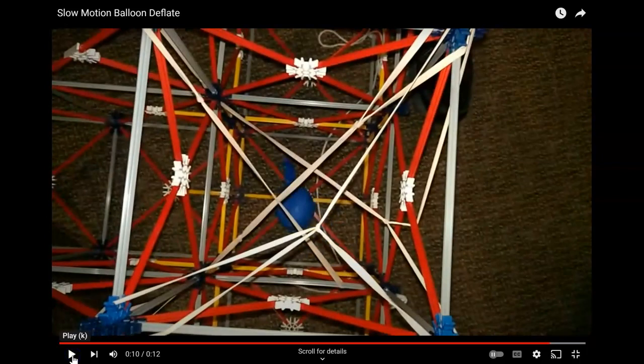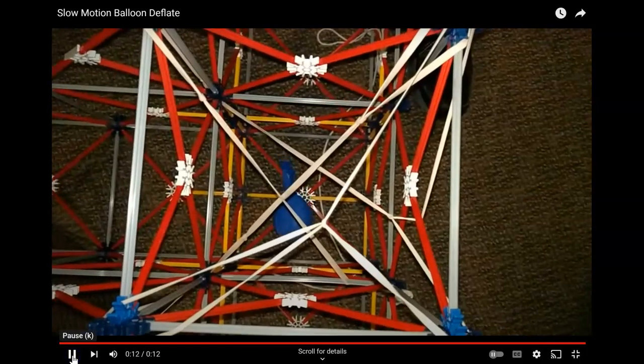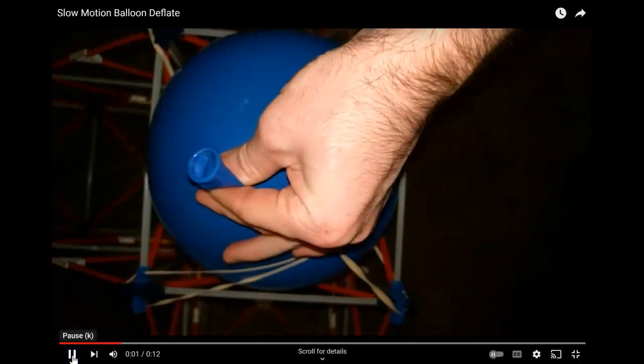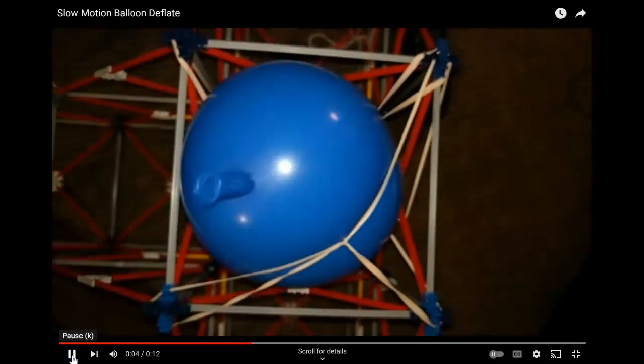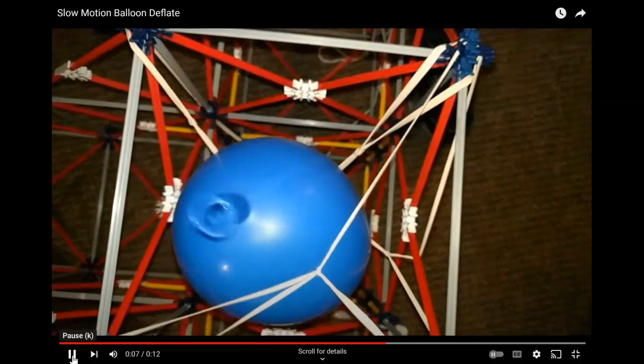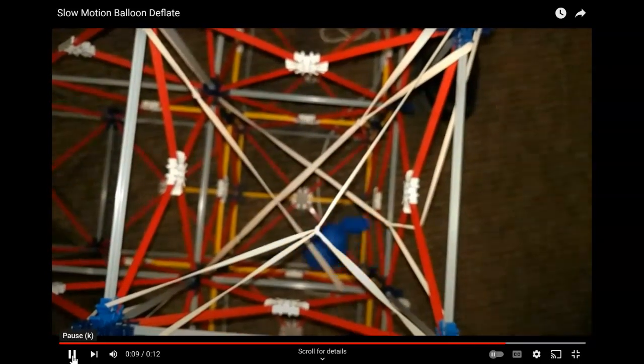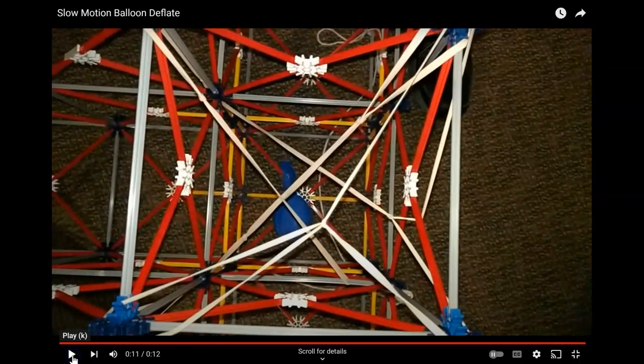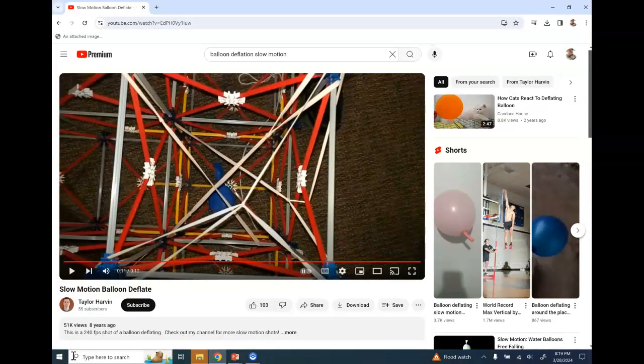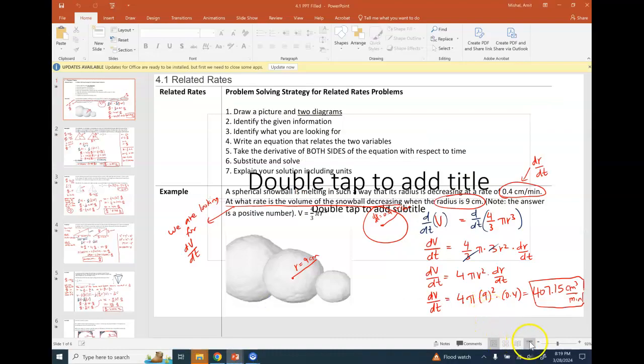All right, so notice that in the beginning, the volume was decreasing slowly as the air was slowly coming out, and as a result, the radius was also decreasing slowly. But at the end, both the volume and radius decrease very quickly, and those are related, right? As the rate of the volume decrease grows in the deflation, the rate of the radius decreasing is also growing. So that's the essence of related rates. How are two things related?